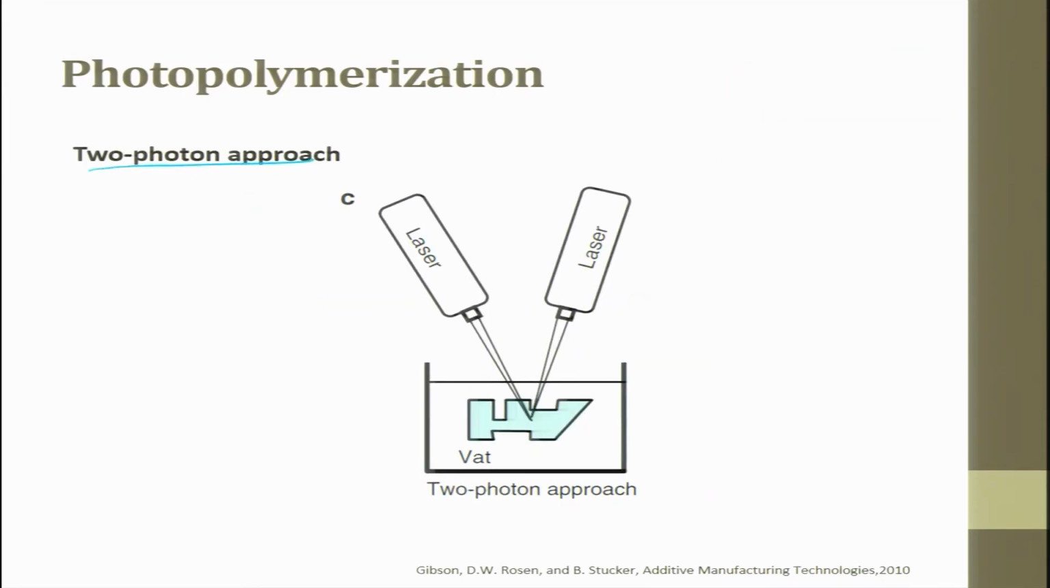The next process which we are going to discuss is the two photon approach, in which we use two lasers. These two lasers hit at a single point on the liquid polymer and start curing it. So this is what the two photon approach is.